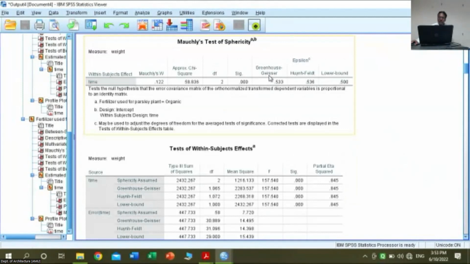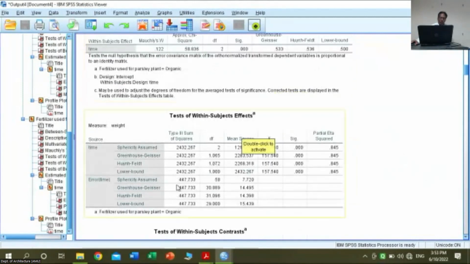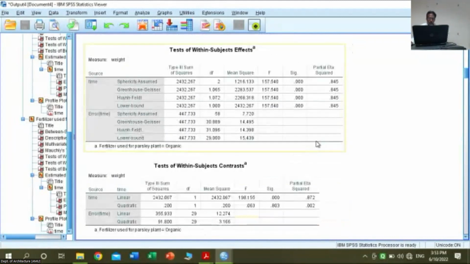So when we come here, since we selected Greenhouse-Geisser, we also see the p value with respect to time against the Greenhouse-Geisser. This is 0.000. The p value is 0.000. That means the mean weight of plants with respect to time differs significantly, because the p value here is 0.000, which is less than 0.05, that means they differ significantly.